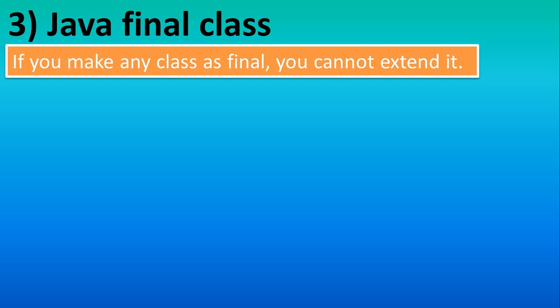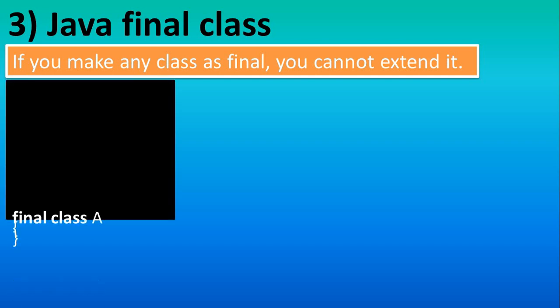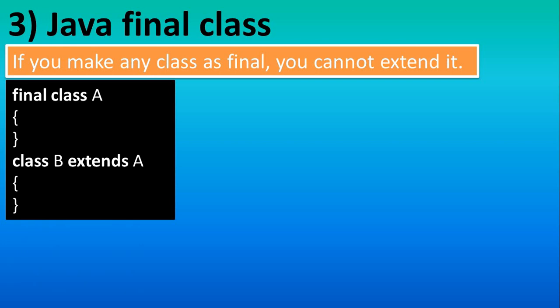Next one is final class. If you make any class final, you cannot extend it. It means if you are taking the class A, and if you are taking a derived class, then you cannot write extends A. Means that class will be protected. Whatever the features A has, they cannot be reused in the other class. So if you want to give protection, then you have to use the final class in the program. If you extend it, you will get the error in the program.